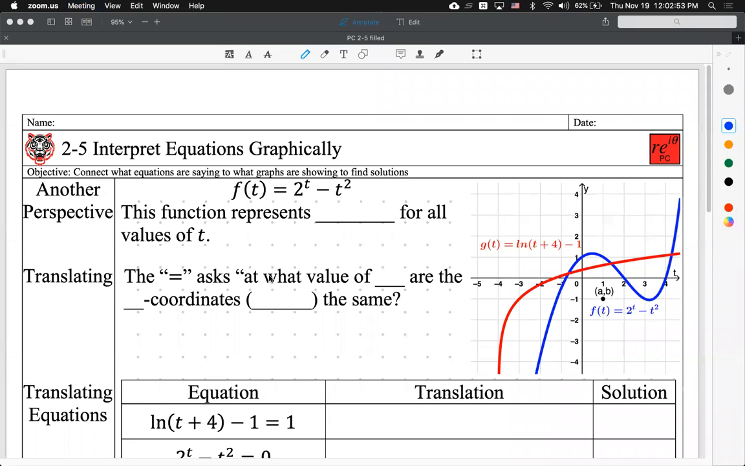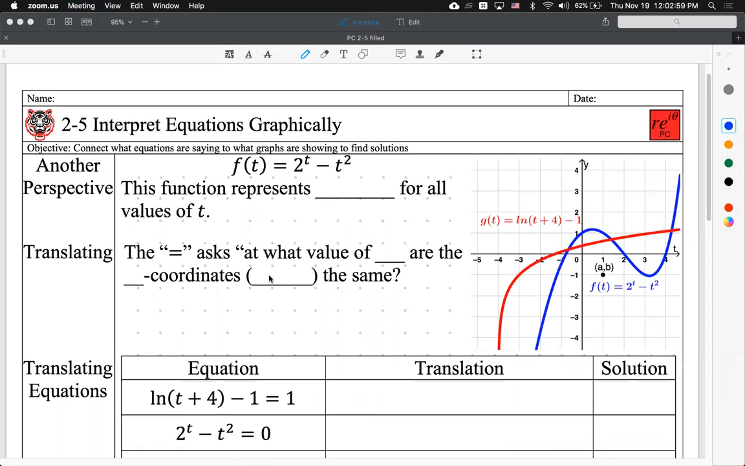All right, we are in Precalculus on our second to last lesson of our entire unit. We're interpreting equations graphically for lesson 2-5. Today's date is Thursday, November 19th, 2020. All right, our objective today is to do what?